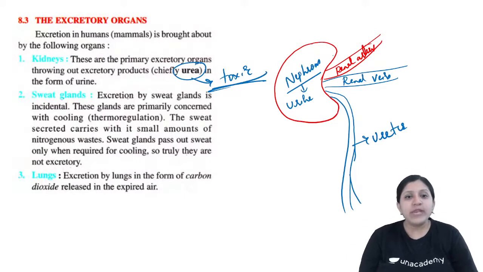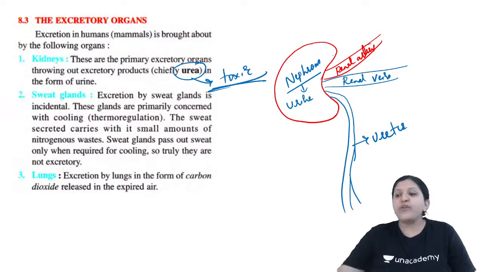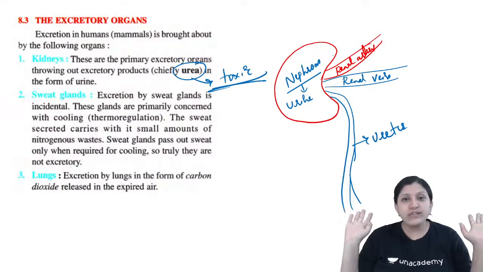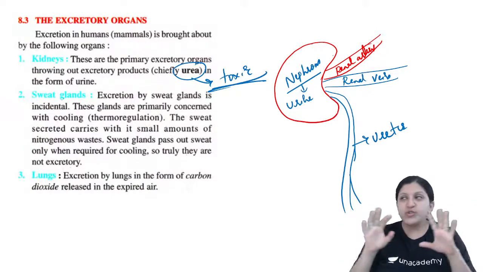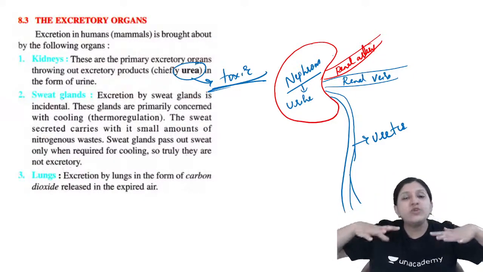So next is sweat gland. So excretion by sweat gland. What exactly happens here? These are basically for thermoregulation. That means now the surrounding temperature is too hot. Since the surrounding temperature is too hot, your body needs to cool down a bit.